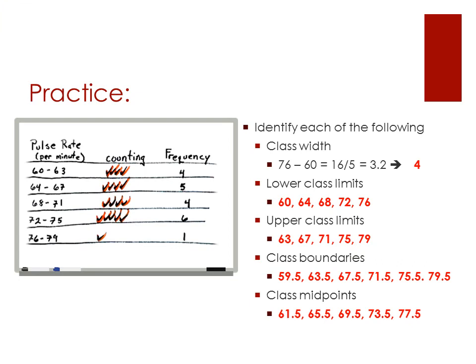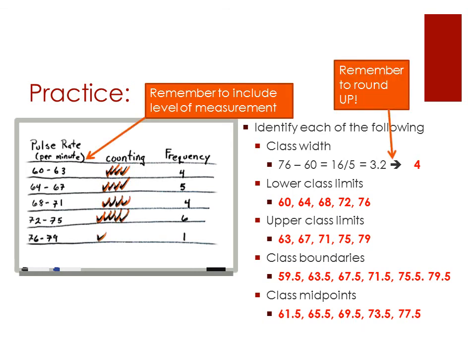So here, when we're finishing this up, here is our frequency distribution over here on the left from the board. And here we can see we've pulled out and identified all of our pieces of information. So the class width, again, 76 minus 60 gives us 16. We divide that by 5 because we've got 5 classes. That gives us 3.2, which, remember, we round up to 4. Remember the rounding up. This would totally have thrown you off if you made this mistake.